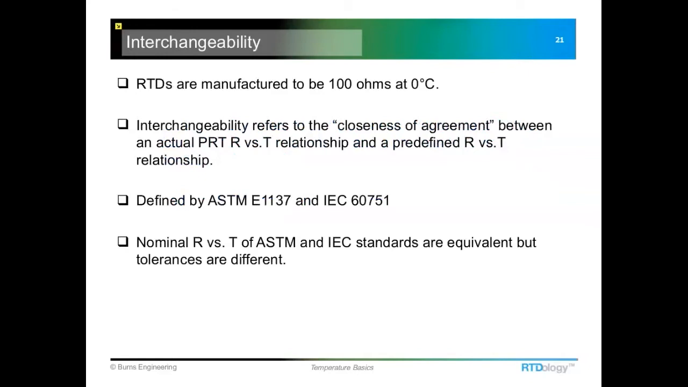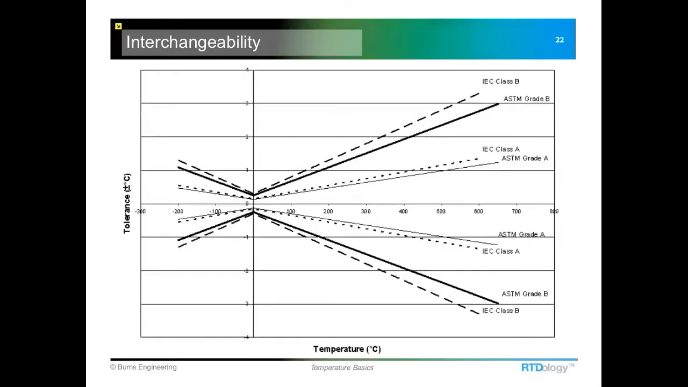One of the other parameters used by the manufacturer is called interchangeability. Unfortunately, I see a lot of confusion over this, and some people look at it as accuracy, and it really isn't. It's the tolerance band that the probe manufacturers use to trim that sensing element resistance and get it as close as they possibly can to 100 ohms at 0 degrees C. And the standards define these as Class A and Class B, or Grade A or Grade B.